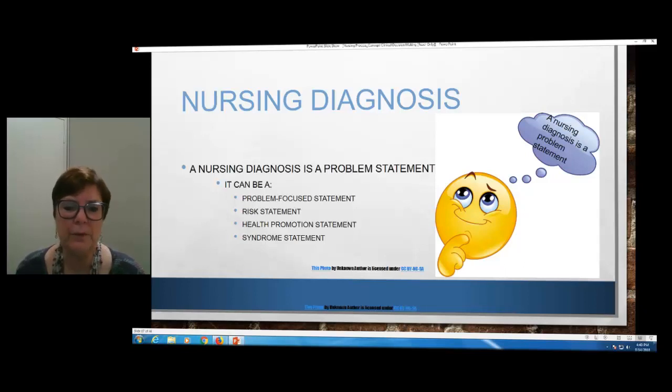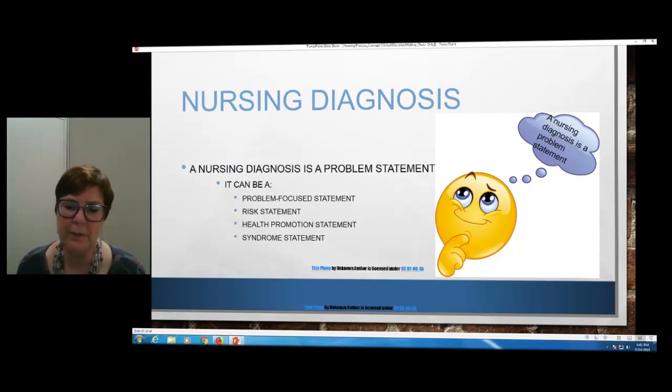A problem-focused one would be like the respiratory infection that we were just talking about in the previous presentation. A risk statement has to do with, given a set of circumstances or a particular diagnosis, it can put the patient at risk for something, and we want to prevent that from happening. So a risk statement will take the assessment information, analyze it, and say, oh, because this and this and this is present, this patient is at risk for this. So you want to do interventions that are going to prevent that from happening.